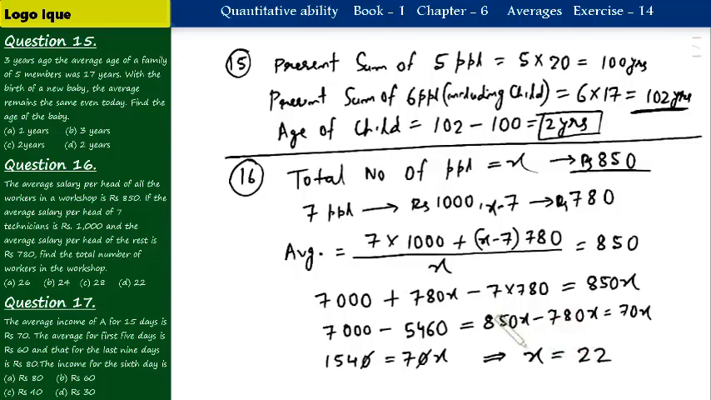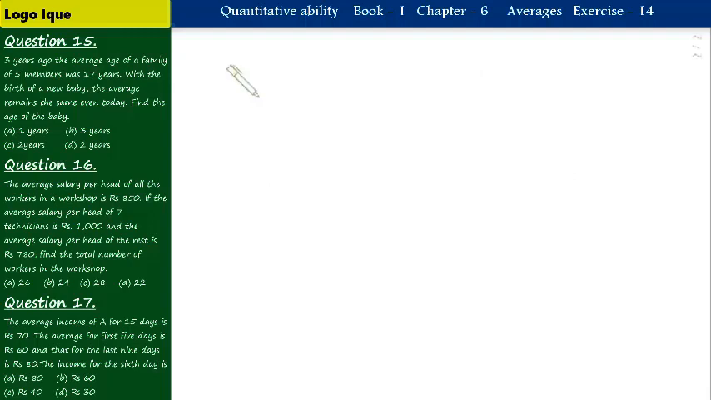So there are 22 people in the workshop. This is one very simple method. We just follow the normal process. Now there is another method of doing the same question. Let's say this is the other method for question 16. It is called the allocation method.